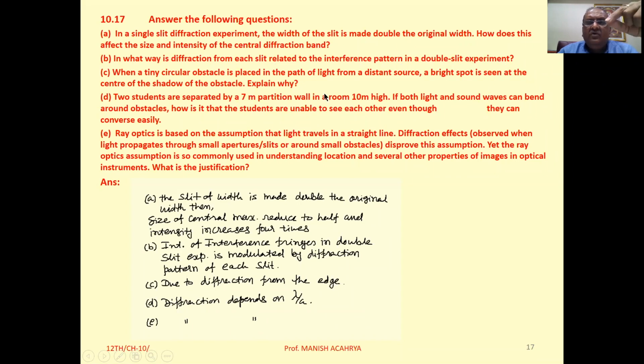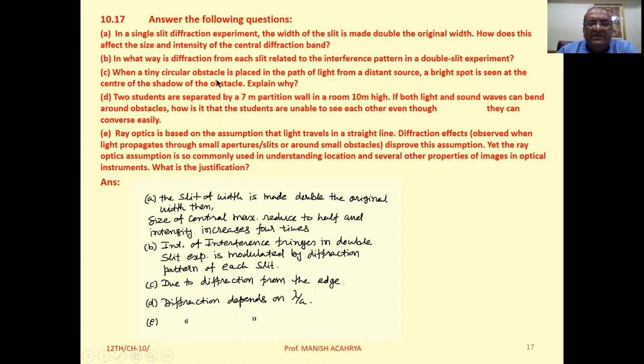B. In what way is diffraction from each slit related to the diffraction pattern in a double slit experiment? So the intensity of interference fringes in a double slit experiment is modulated by the diffraction pattern of each slit. We also saw an example of this type: the central maxima is formed by the diffraction pattern, and in that the interference pattern is accommodated. So if we take the superposition of independent diffractions, we get the interference pattern.